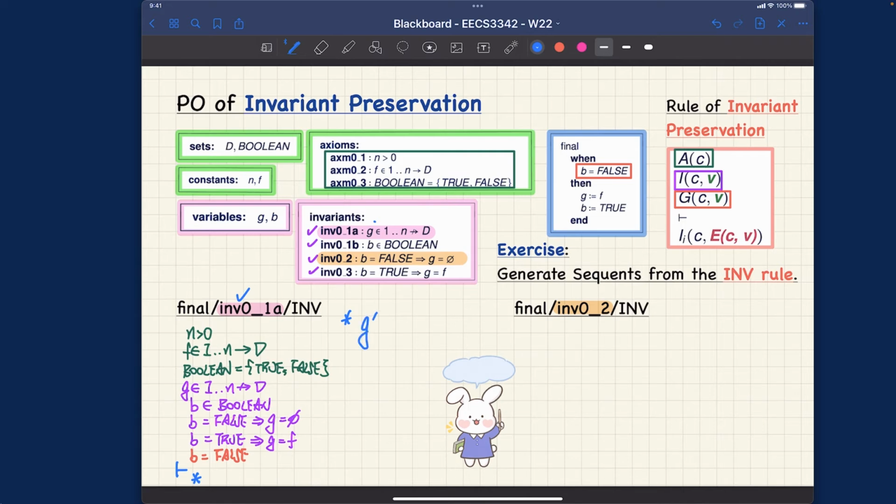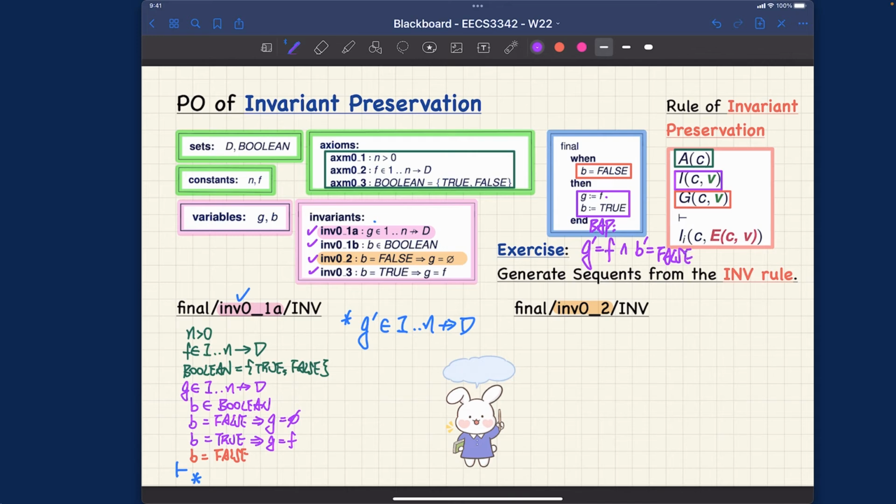So g prime is a member of 1 dot dot n partial function D. And we need to see what the before-after predicate is for the final event. Let's take a look. The before-after predicate here should be g prime equals f, and also b prime equals false. And what should we replace?